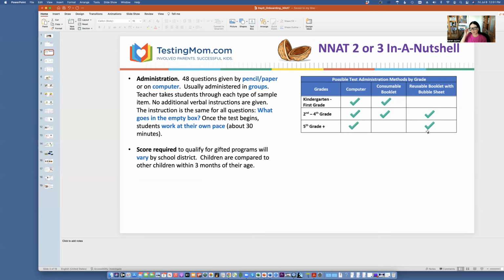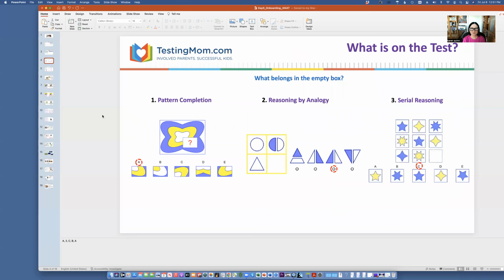And the score requirements to qualify for a gifted program are going to vary by school district. Every school district can set their own thresholds for what score is required in order to qualify for their program. That's up to them.